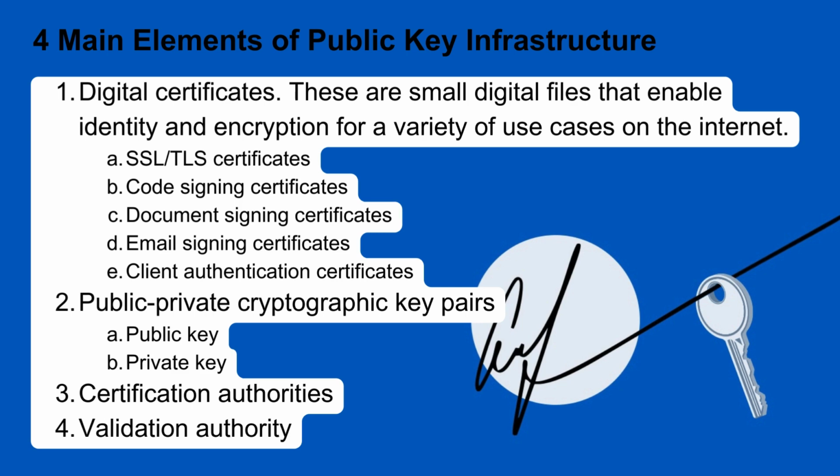The second element is public-private cryptographic key pairs. These are the cryptographic tools you need to encrypt with the public key and decrypt with the private key information over the internet. The third element is certification authorities.